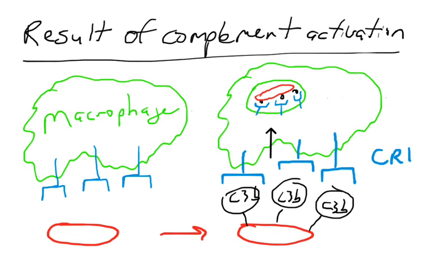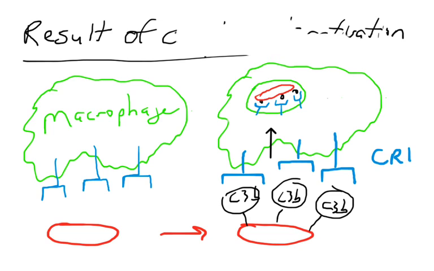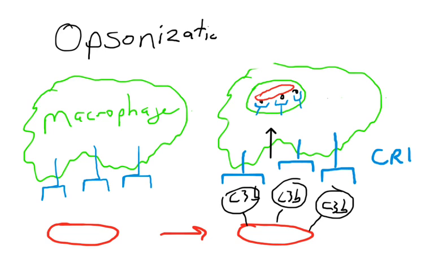So the macrophage is going to bind that pathogen, right, recognize it, going to take it inside, and it's going to destroy it. Right? There's the effector function, right, that we've been talking so much about. Finally, we're actually getting rid of a pathogen. This process is known as opsonization.